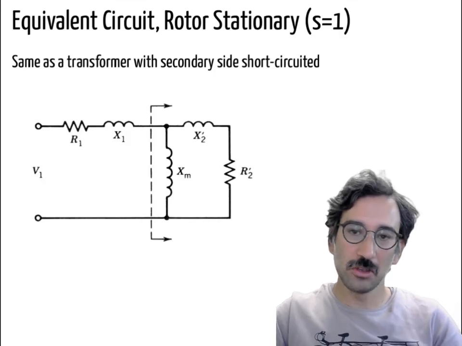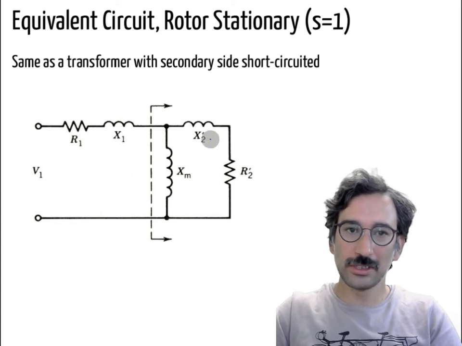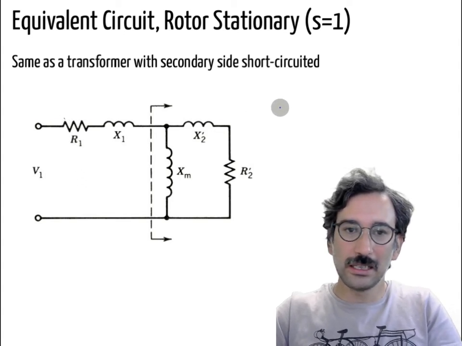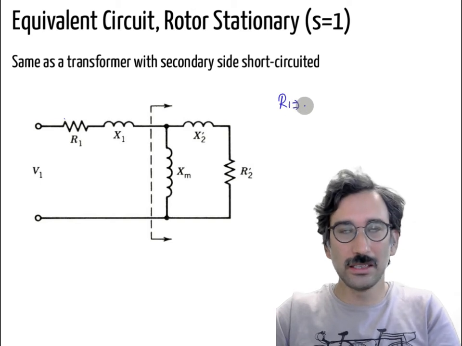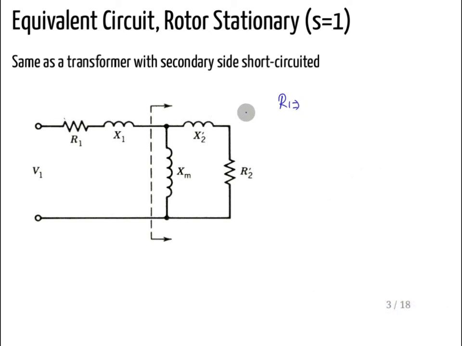Just to remember the equivalent circuit of a transformer from the first semester: we have R1 and X1. R1 in the transformer was the resistance of the windings that were used, so you can call it the stator winding resistance. Similarly, X1 in a transformer was the inductance or reactance of the primary winding. In our case it is the stator winding.